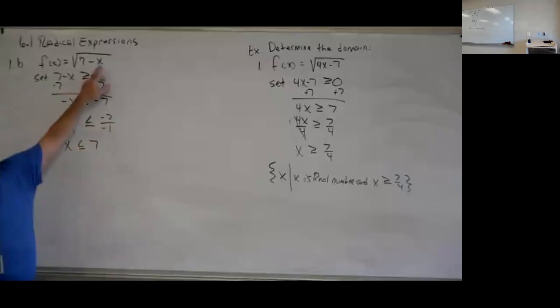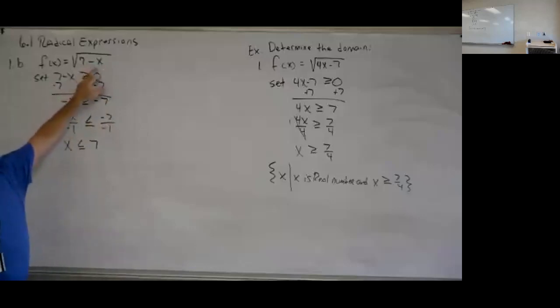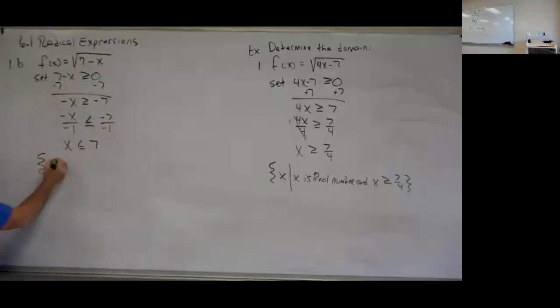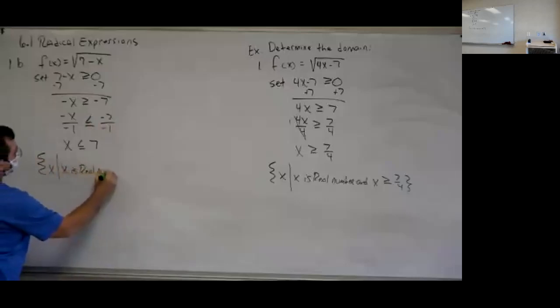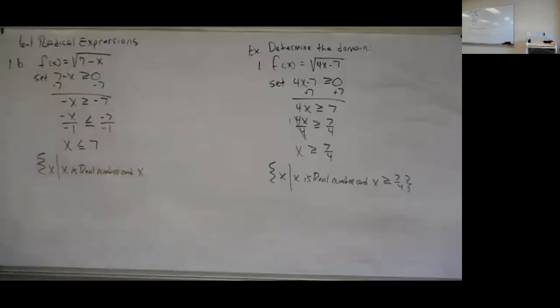So that makes sense. When I put a 7 in there, I get a 0. But if I put an 8 in here, 7 minus 8 would give me a negative 1. So that's why this is telling me, hey, you can't use any x bigger than 7. I can use negative numbers because remember, two negatives make a positive, so you'd actually be getting a big positive number under there. So here we go. We would have our x such that x is a real number and x has to be less than or equal to that 7.